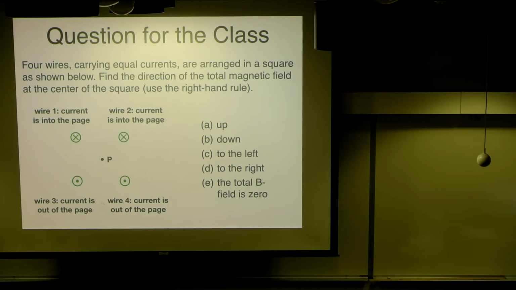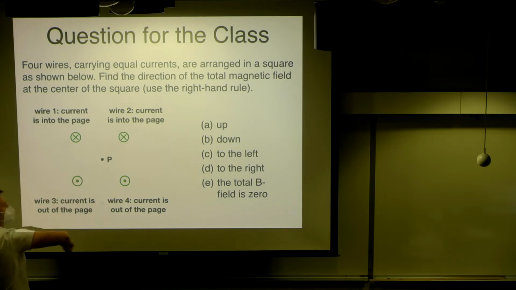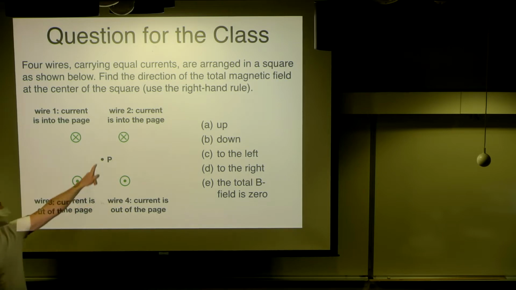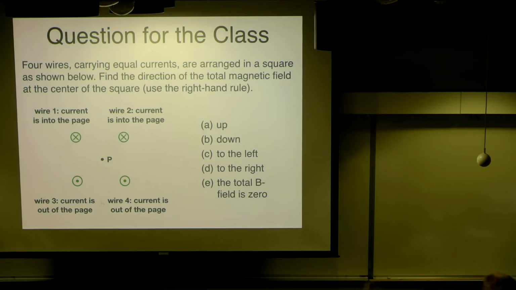Just as an example, remember the right-hand rule? Let's take wire number 3. This is a random example. I point the thumb of my right hand out of the page because that's the direction the current's going in. So wire number 3 is creating a B field that loops around this way. Wire number 4 is creating a B field that loops around this way. Try to see what that B field is doing right at point P. So just draw a vector right at point P for that B field. Take a few minutes and then we'll discuss.